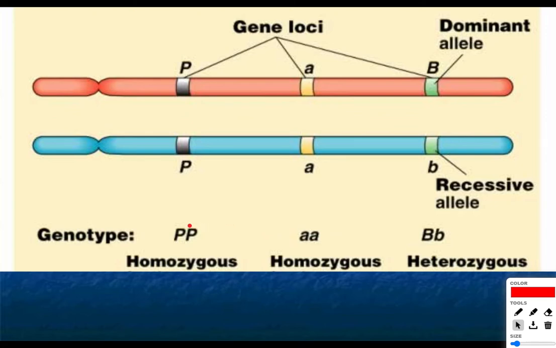Now, another way we can describe this is by using the words homozygous or heterozygous. The word homo means the same. So if they have the same allele in their genotype, we would describe that as homozygous. So here we can see two capital P's. That's homozygous. Gene A would also be considered homozygous for its genotype because they're both the same. They're both lowercase. Now the genotype for gene B would be considered to be heterozygous because we have two different alleles. We have a capital B and a lowercase b. So the word hetero means different. We have two different alleles.